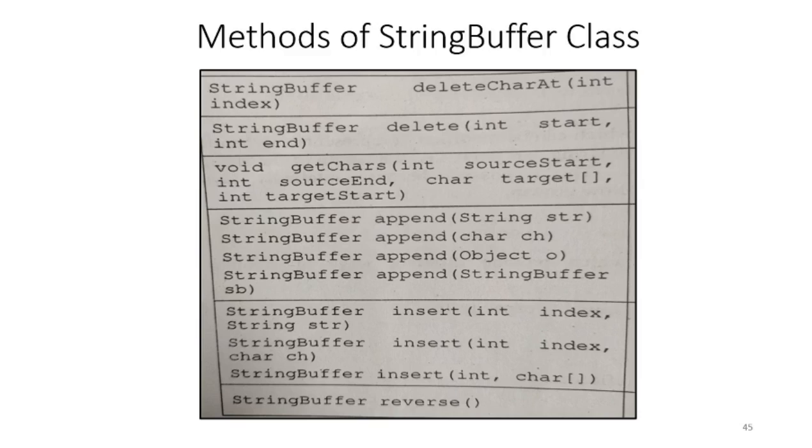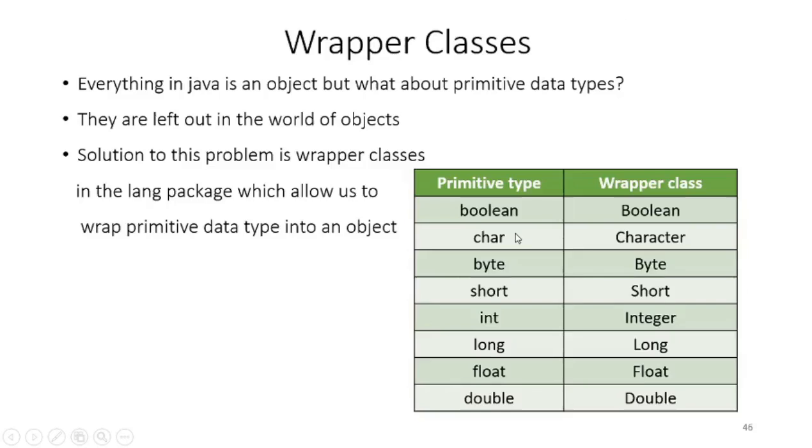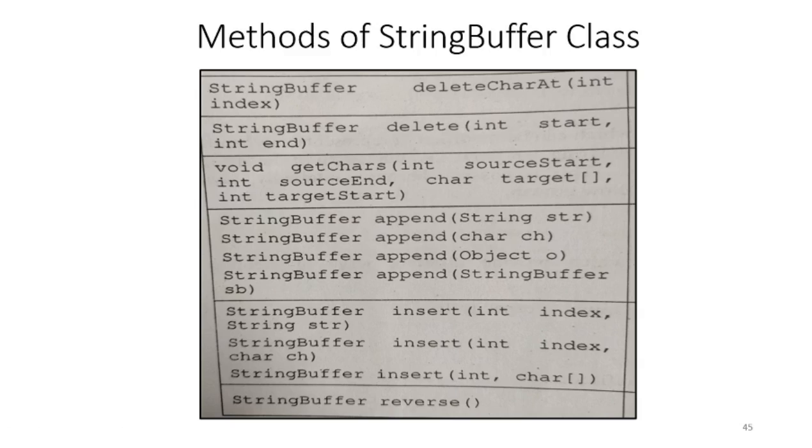Next one, append. There are four functions of append. This append function appends the parameter to the end of the string in the StringBuffer object. And what values are appended? Those are mentioned in the brackets of that function. Here it is str, ch, object, then sb. So these parameters are going to hold the values that are appended.